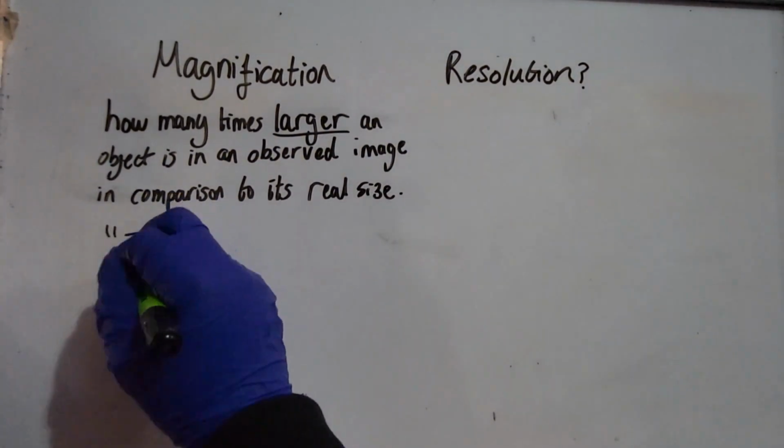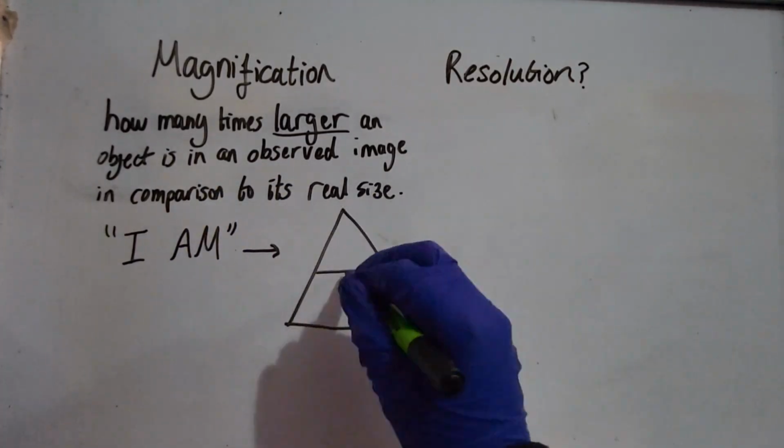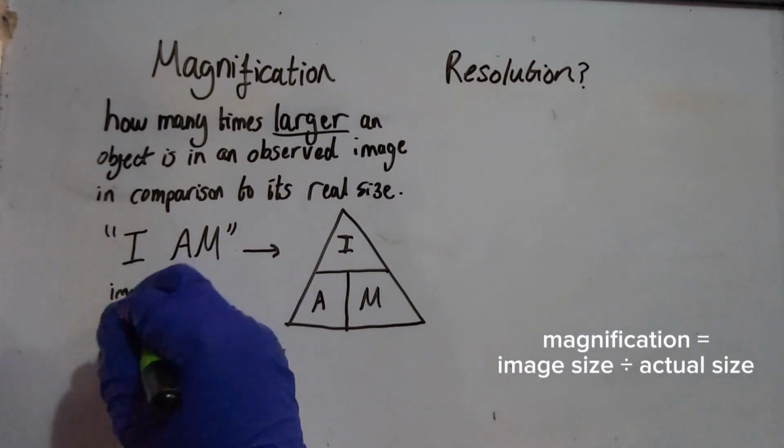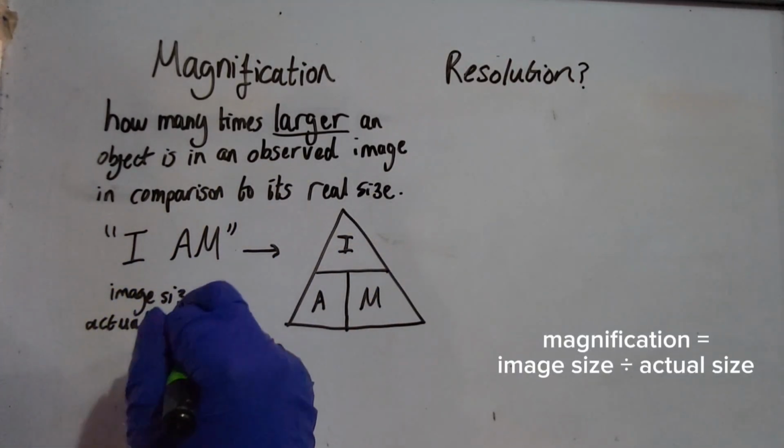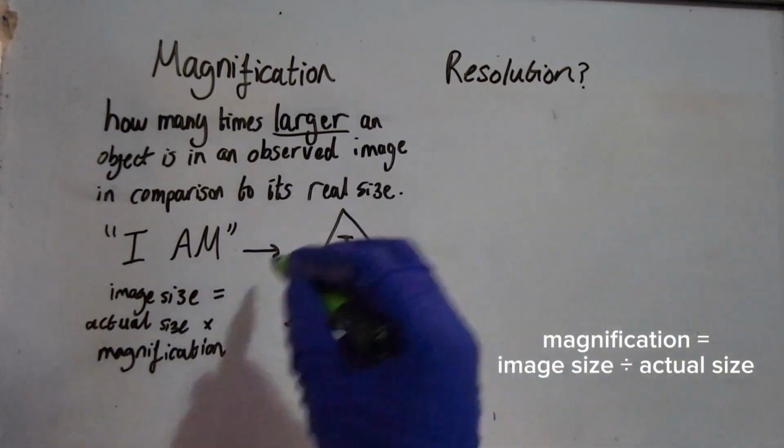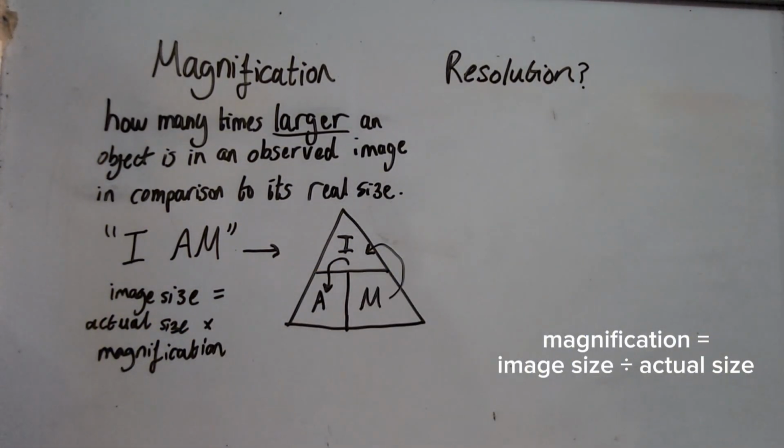To remember the equation for magnification, just remember I AM. I is image size, A is actual size, M is magnification. And when you rearrange it, you get magnification equals image size over actual size. In real life and in an exam, the actual size and image size will have different units, so you need to remember to convert between them.